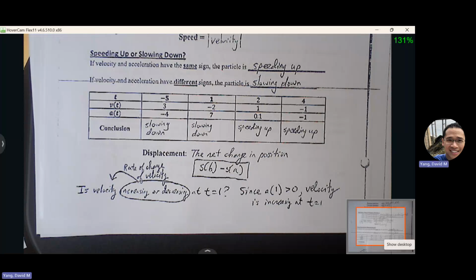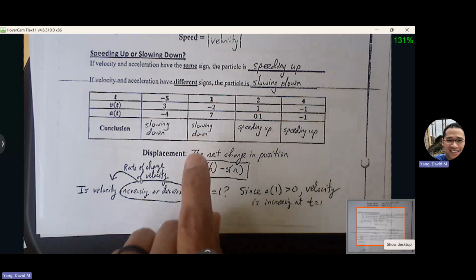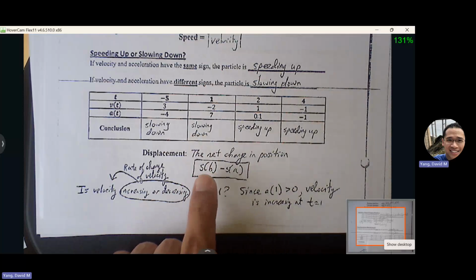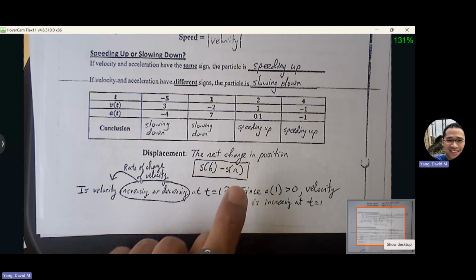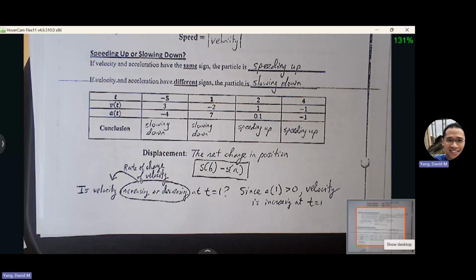Displacement is just the net change in position. It's just s of b minus s of a. That just means where you end up in relation to where you started. So if you end up to the right of where you started, then your displacement is positive, but it's okay to get a negative displacement. That just means you end up to the left of where you started.